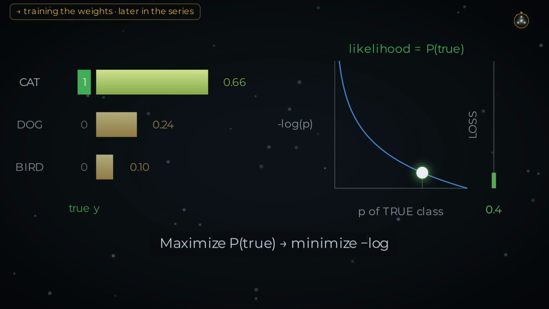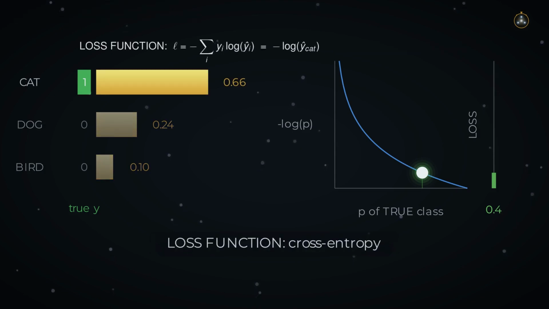Written out in full, this loss has a name: cross-entropy. It looks like it adds up every class, but remember, the true answer is one-hot. Watch the other terms. Multiplied by 0, they simply vanish. All that survives is the surprise on the true class.